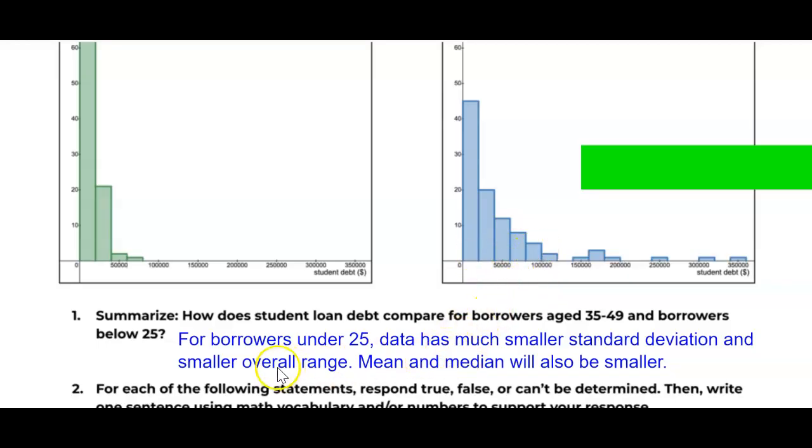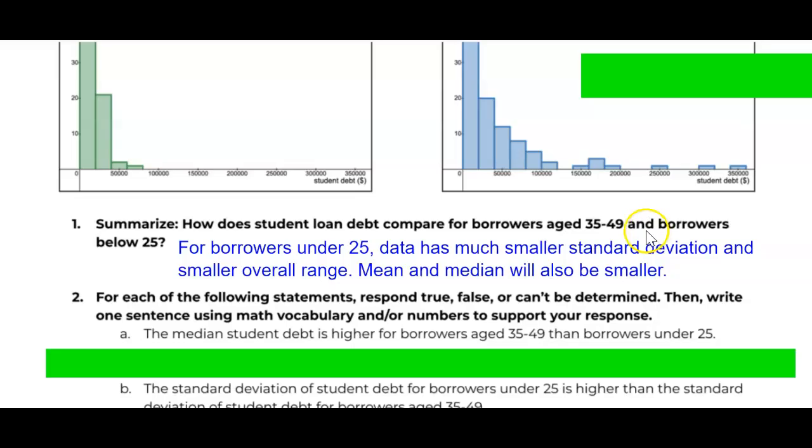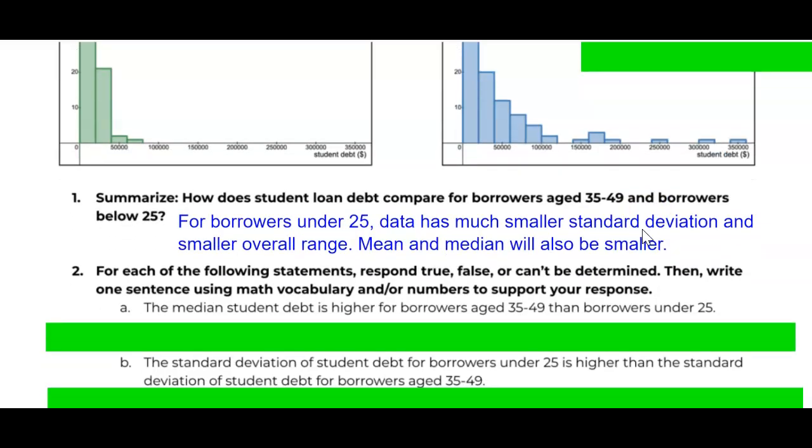We could mention the smaller overall range, because there aren't any that are very large in the under 25 group, and there are several that are large in the other group. Mean and median will be smaller for under 25 because there aren't any data at the upper end pulling those responses over. Okay, so for each of the following statements, respond true, false, or can't be determined.